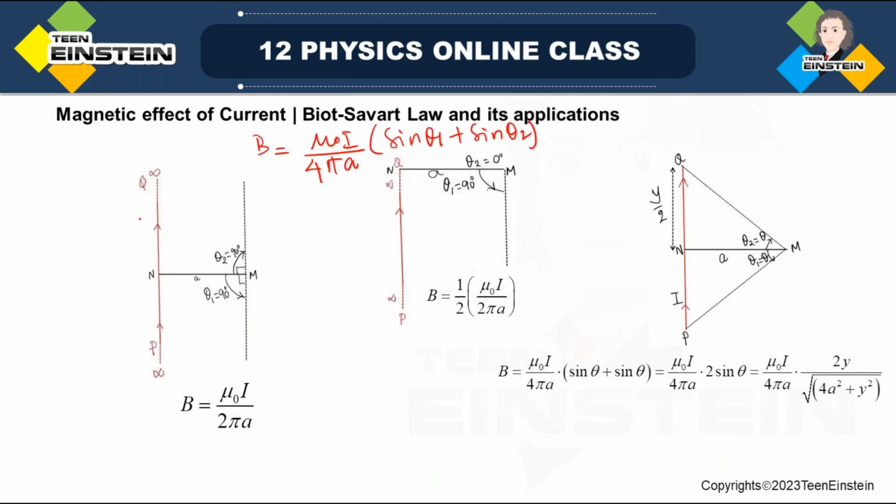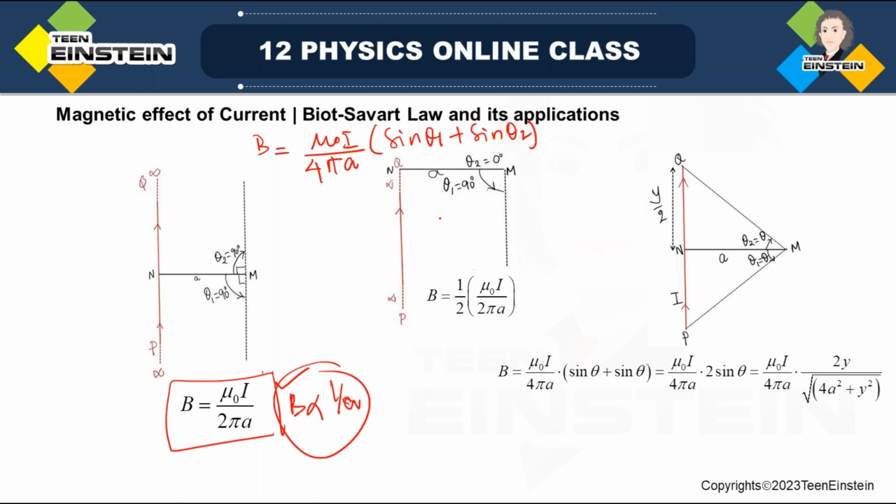Now if the wire is infinite, then both theta 1 and theta 2 will be 90 degrees, and the formula reduces to mu0 I by 2 pi a. This B is the magnetic field at a distance a. It is inversely proportional to the distance between the current conductor and the point of observation where we are calculating the magnetic field.